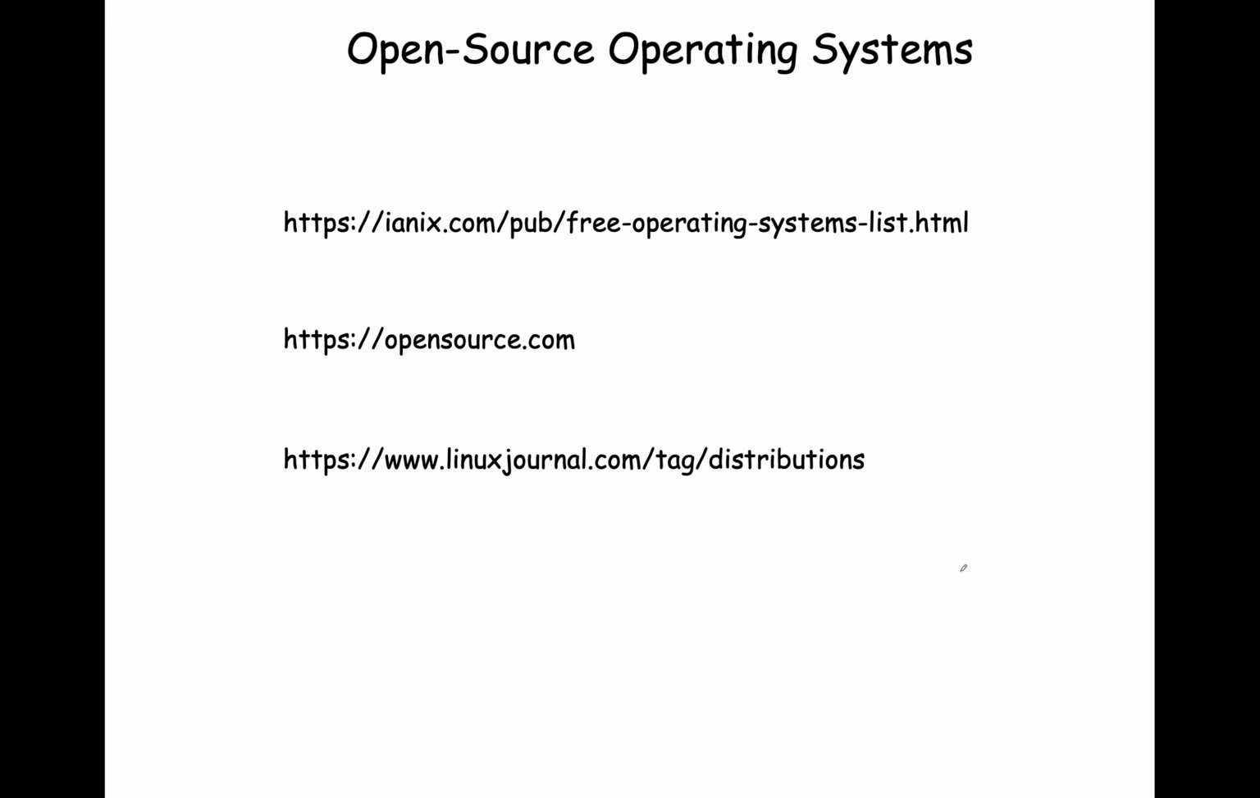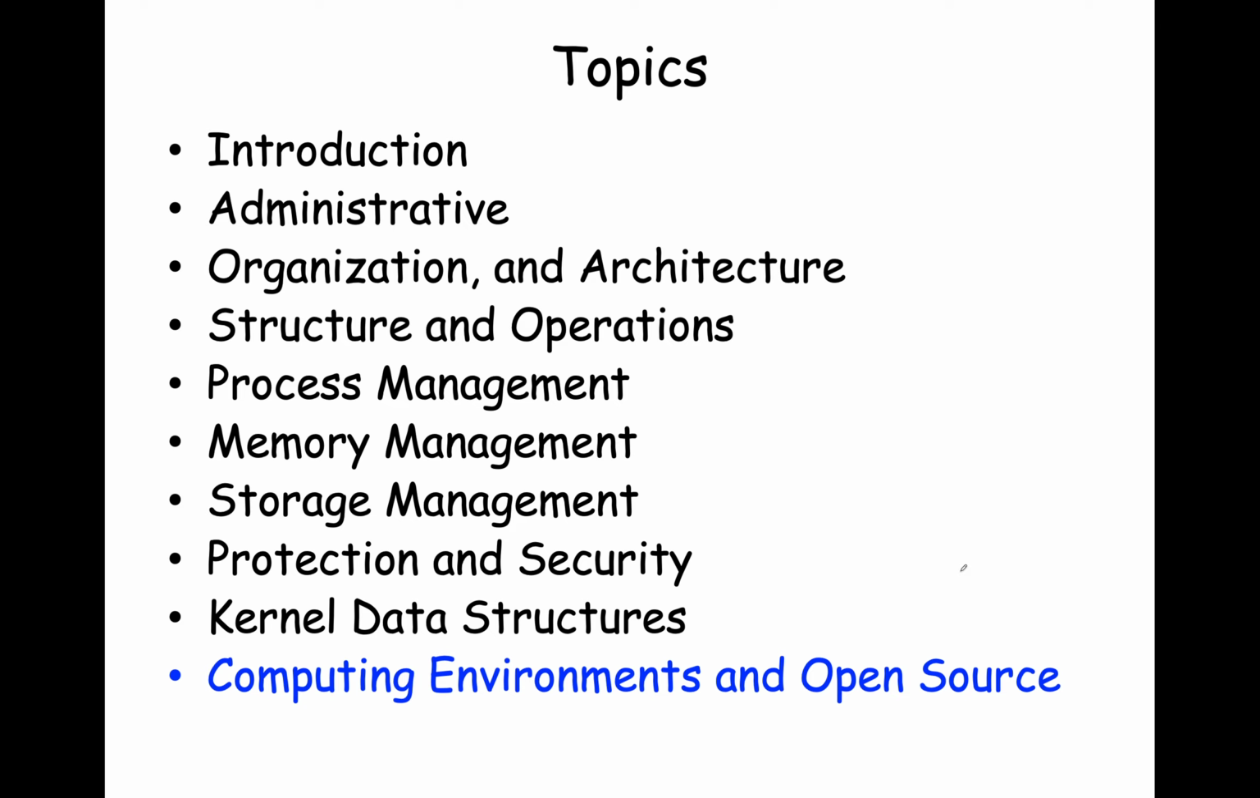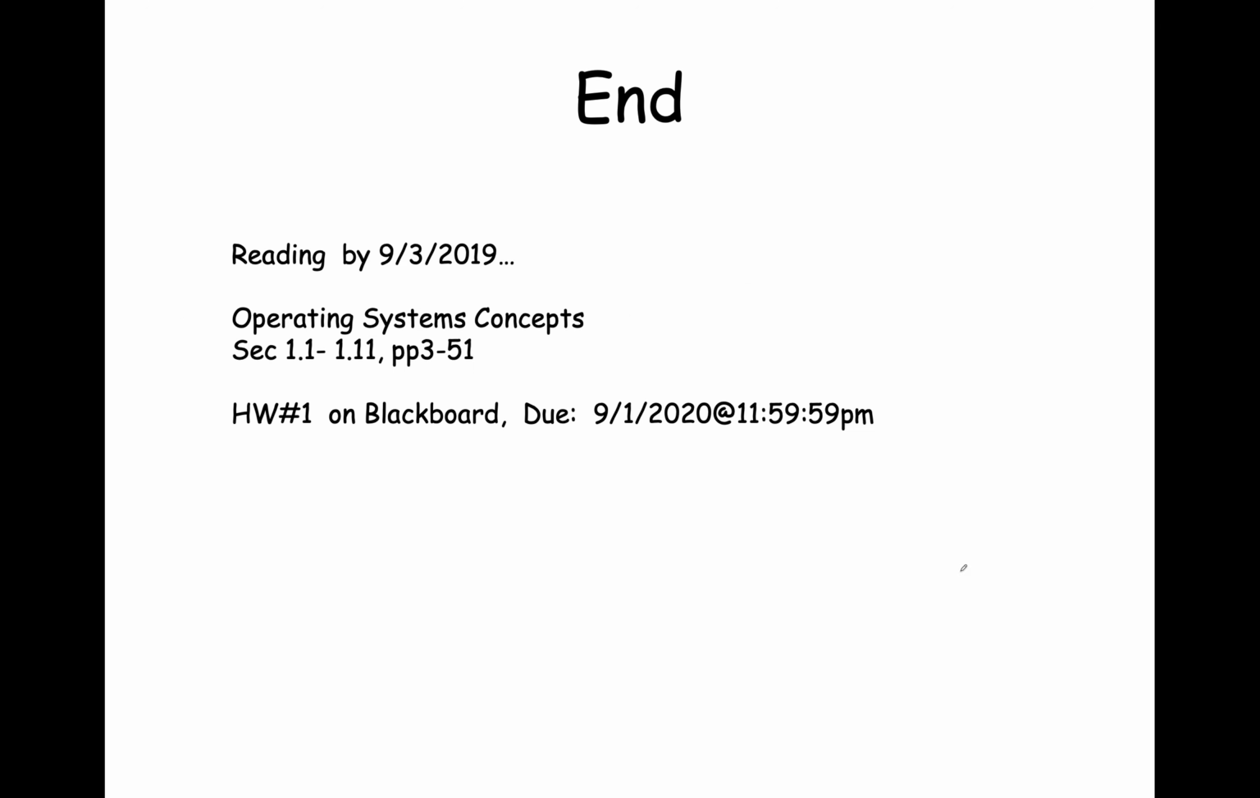And so these links, I'm not going to read them off. Please visit these links. They will tell you about all sorts of open source Linux distributions, versions of operating systems that are available. This is not exhaustive, but it's a pretty good list of the more well-known open source operating systems. So with that, that's all I had.